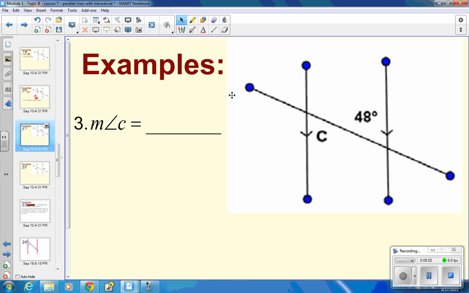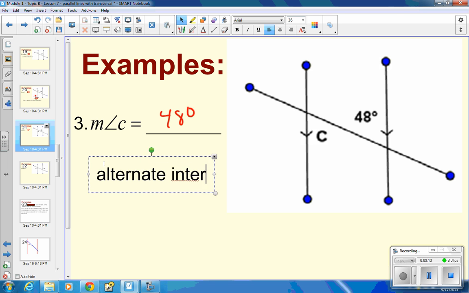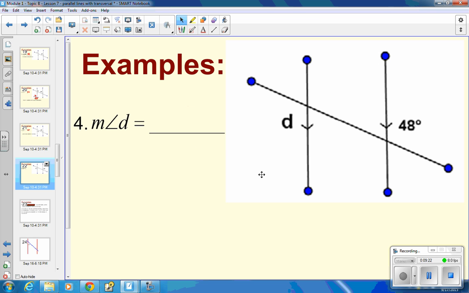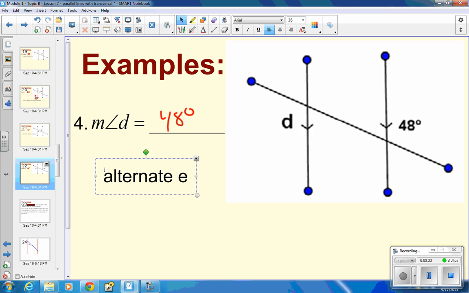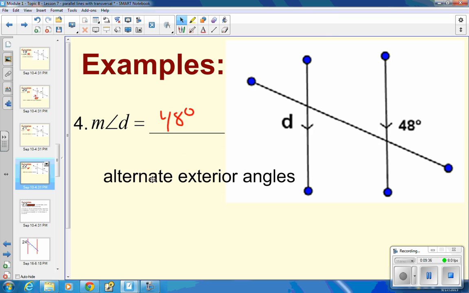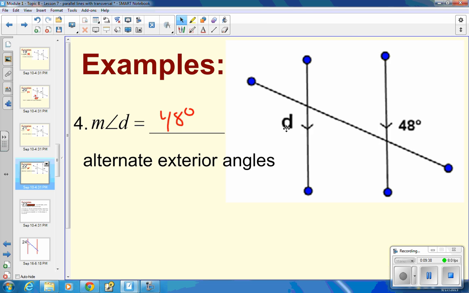They are supplementary. For number C, C would be 48 degrees also. These are alternate interior angles. They are on alternate sides of the transversal, and they are inside my parallel lines. And on D, B would also be 48 degrees, and that is because they are alternate exterior angles. They are on opposite sides of the transversal. One's below and one's above, and they are outside the parallel lines.